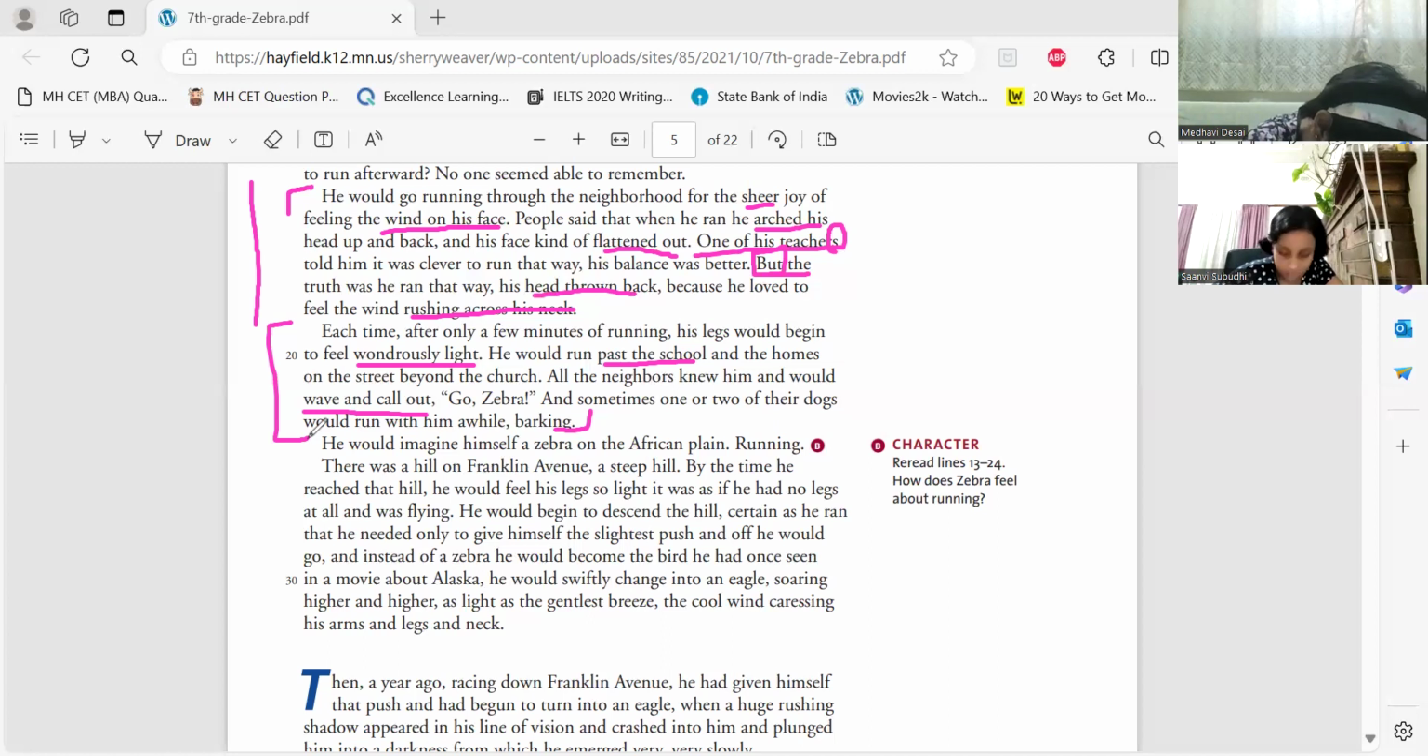I think this is where we stop. No, I think we had these birds and zebra also, and we did all the words. Eagle. Soaring higher and higher. Now we'll go to the next para.